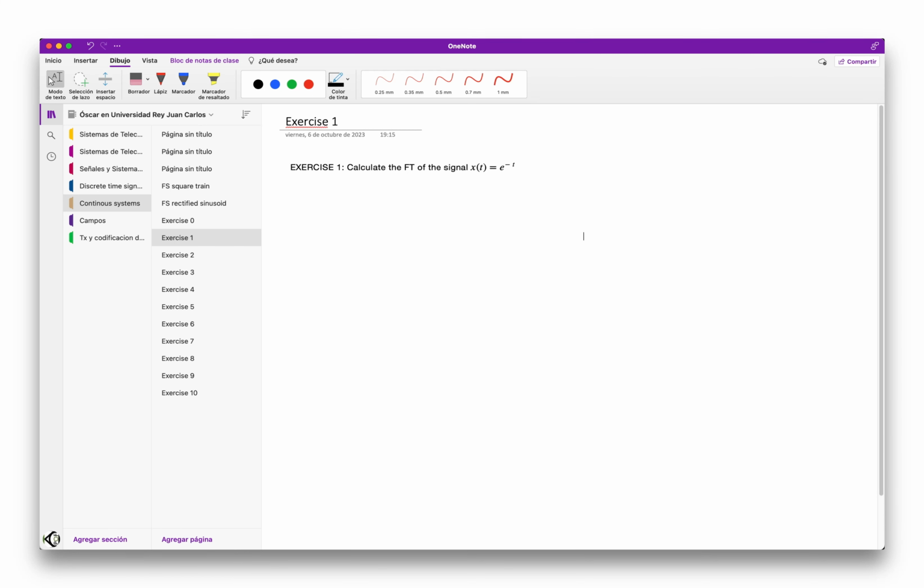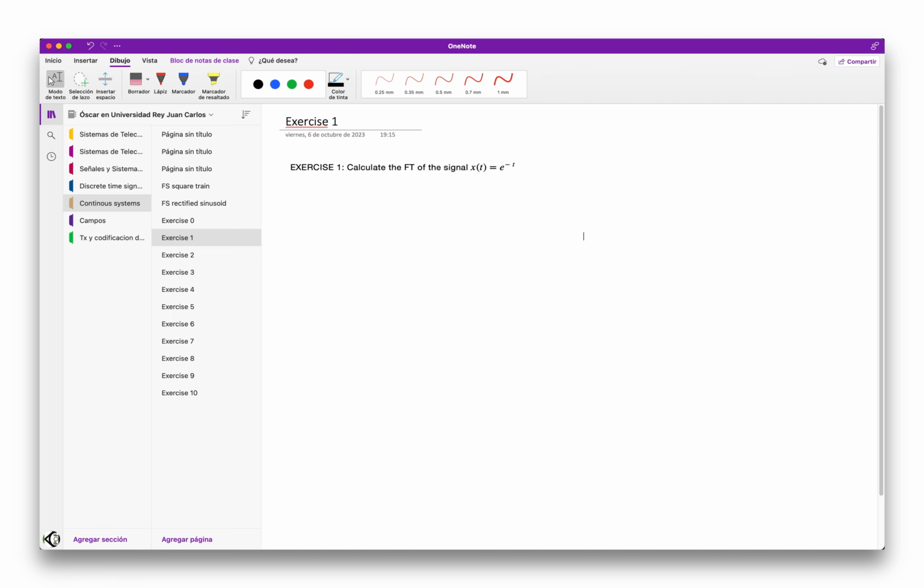In this case, we will do exercise number 1 of the handout of the Fourier Transform lesson. They are asking us to calculate the Fourier transform of a certain function. There is a typo here. Let me just correct it.